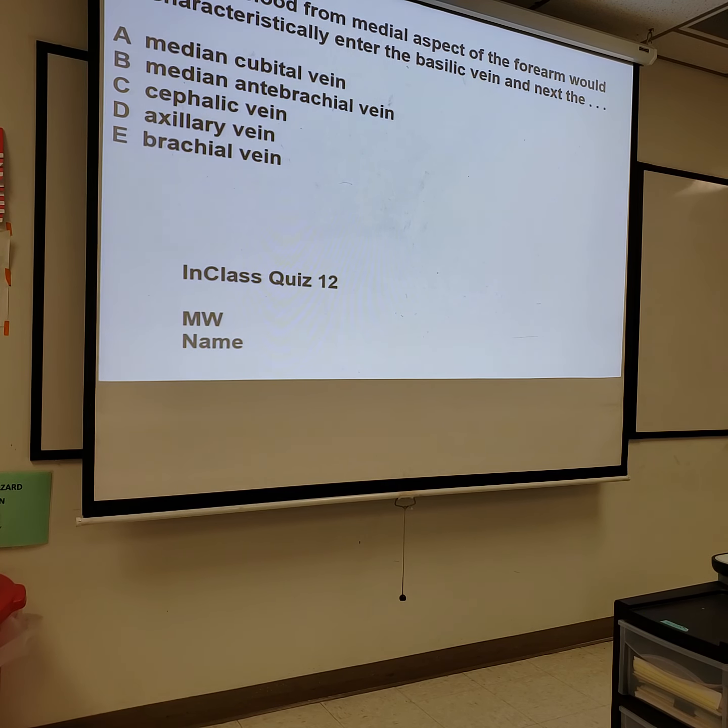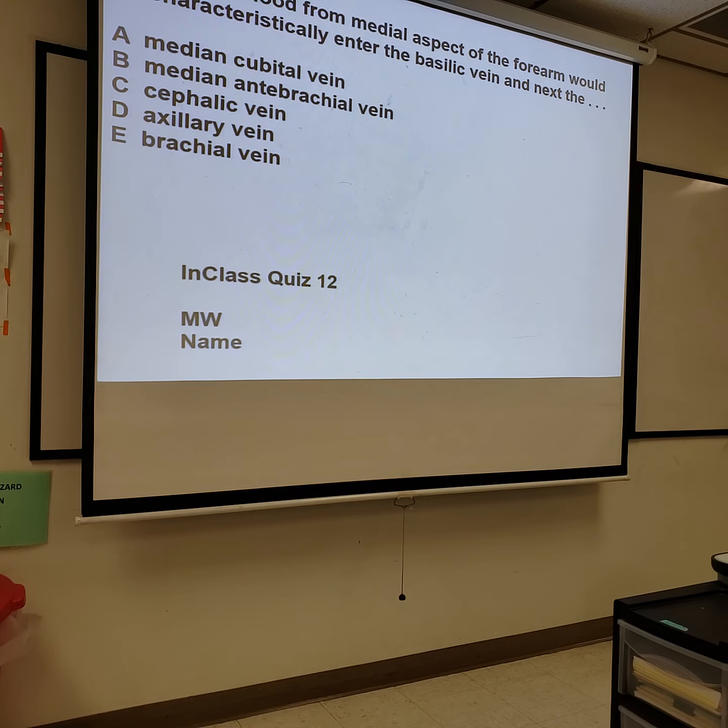Draw it out. Aspect of the forearm. It entered the basilic. Look at your vein diagram from Wednesday. Oh, yeah, yeah. And then basilic, and then, or is it the... Isn't basilic and brachial combined? Yeah, let's see. Oh, that's right. That's why I'm confused. Okay, yeah.